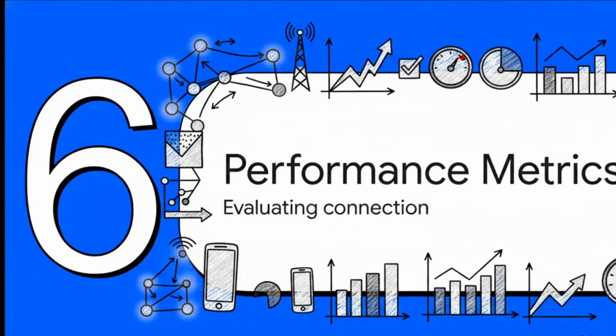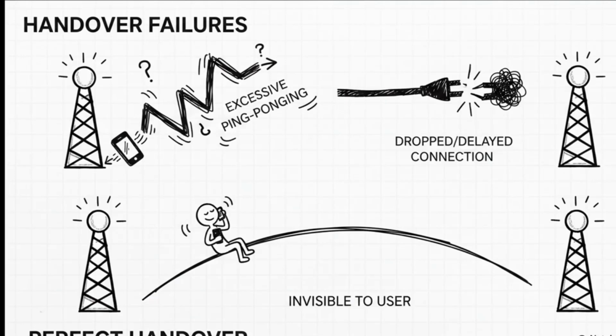Section 6. Key Performance Indicators. Evaluating connection. At the end of the day, your job security as a network engineer boils down to a very specific set of key performance indicators. To stay on the network's happy path, you have to avoid the most common protocol failures, which usually happen when the network misjudges that delicate balance between signal strength and bit error rates we talked about.